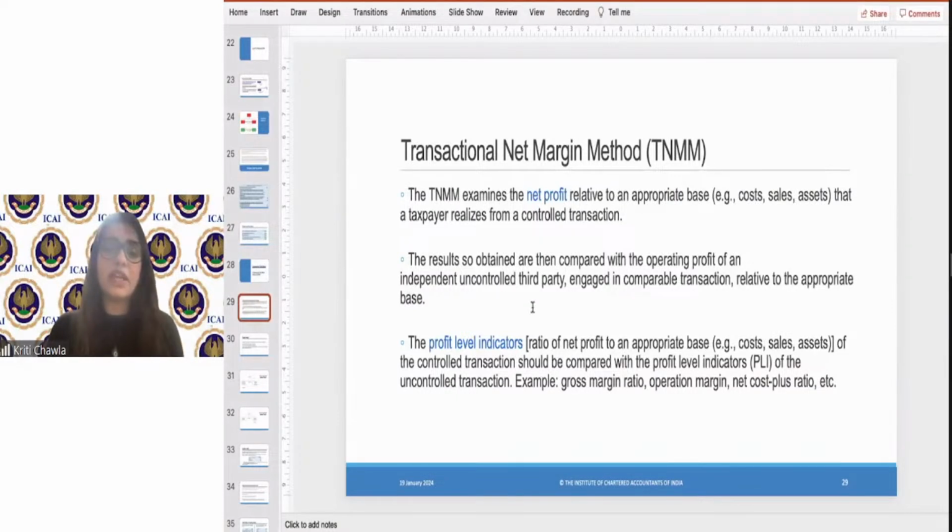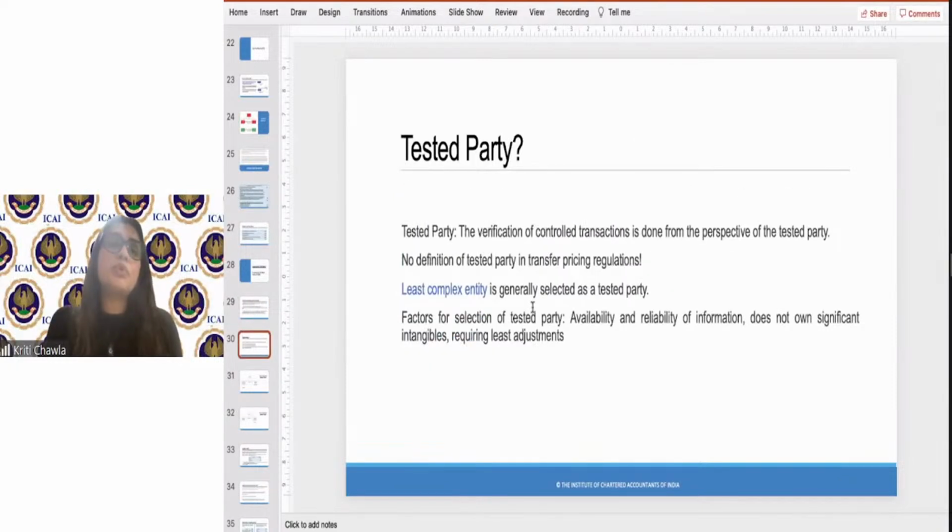Yes, exactly. So I calculate the profit margin of the Indian entity. Well, if you say that, there are a lot of reasons why we would say that. The profit margin of whichever entity that you calculate is going to be called the tested party. So the tested party means the party for which you are calculating the profit margin. In transfer pricing terminology, it basically means something called the tested party.